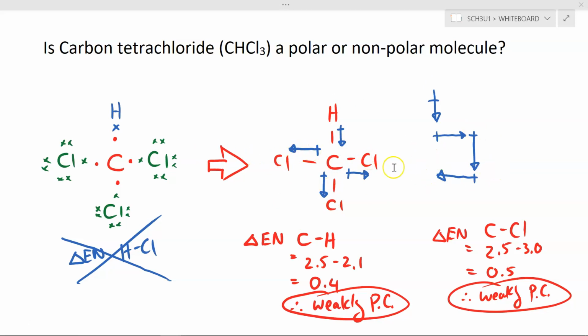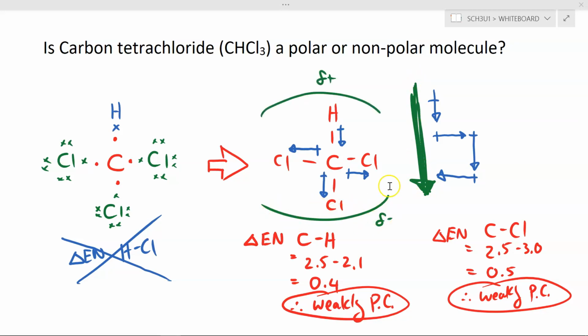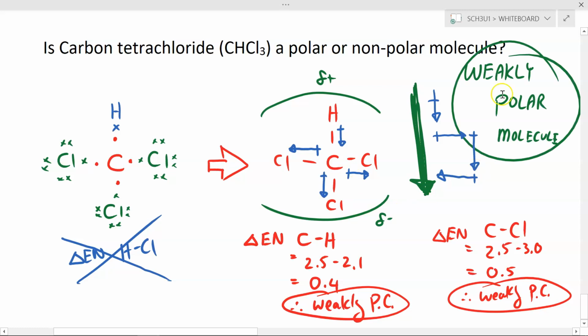And so overall, the electrons seem to be migrating towards the bottom of the molecule over here, making this end of the molecule slightly negative and leaving this end of the molecule slightly positive. But keep in mind that these are only weakly polar covalent bonds, and so these dipole moments are pretty small, making this a weakly polar molecule overall.